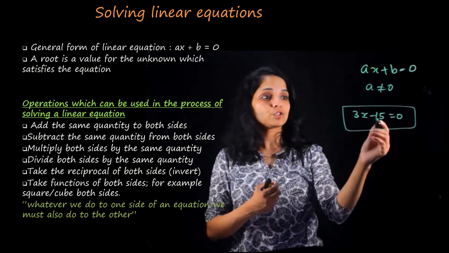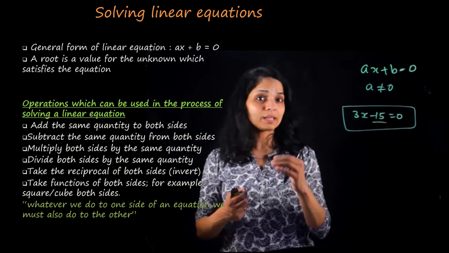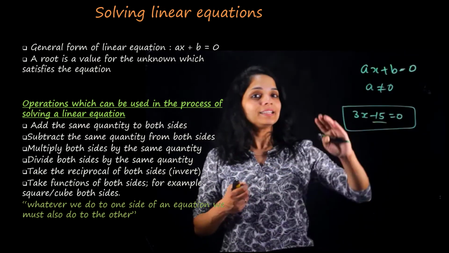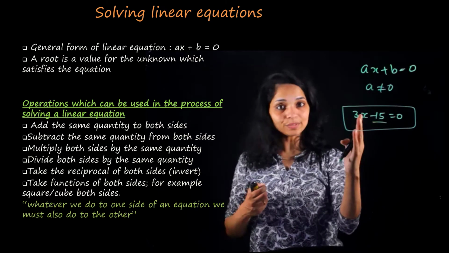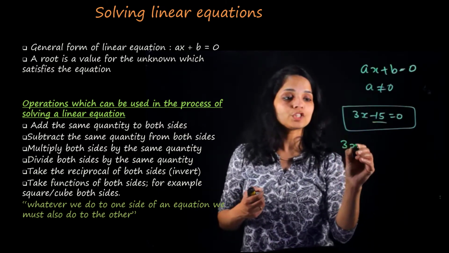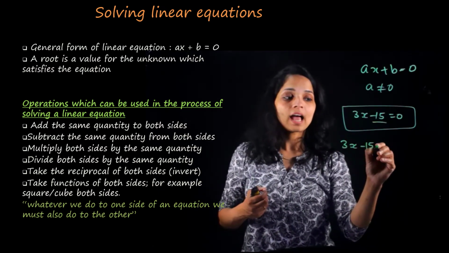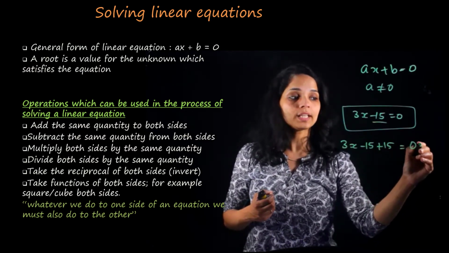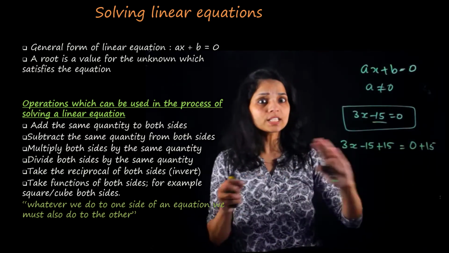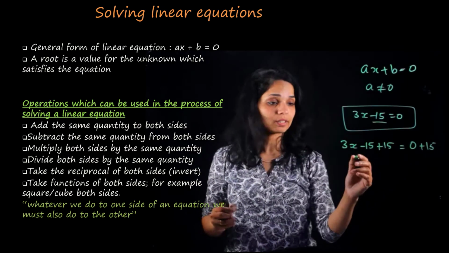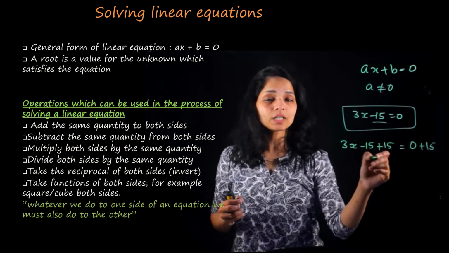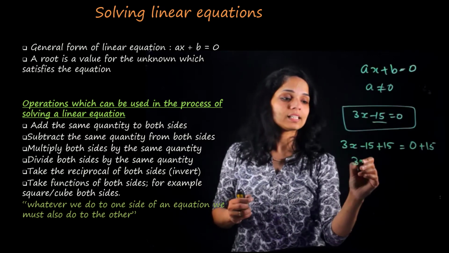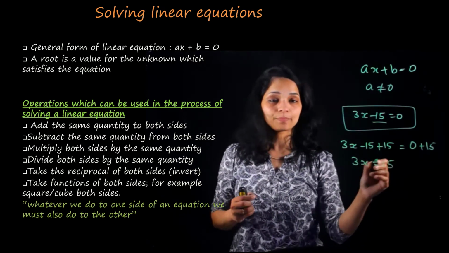The first step in doing that is to get rid of this 15. Minus 15 is on the left side, so I would add 15 onto this side. The same thing I should do on the other side as well, so that wouldn't change anything in the equation. This makes minus 15 plus 15 equals 0, so we have 3x equals 15.